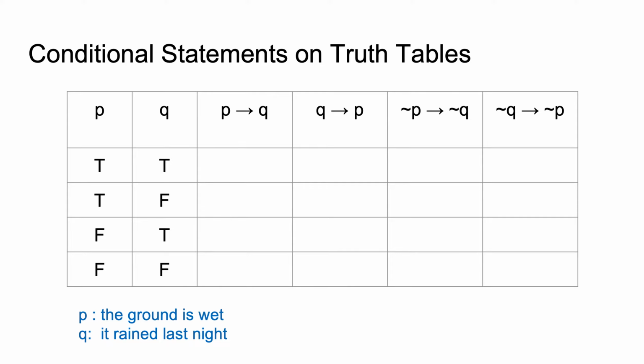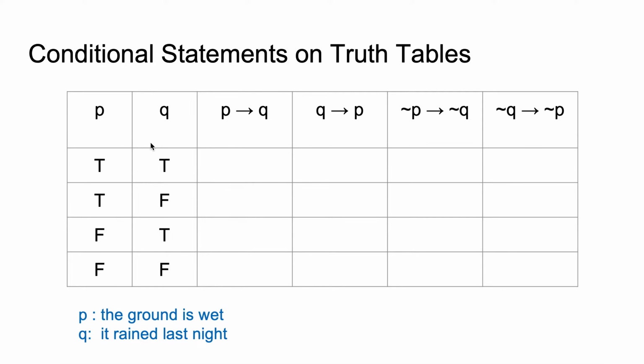Let's try and put these in truth tables. Now this is quite complicated, so I will try and be as clear as possible, but you may have to look at this a few times or investigate some of the resources as well as me. So we have the statement, the ground is wet, and the statement, it rained last night. Okay, so that's P and Q.